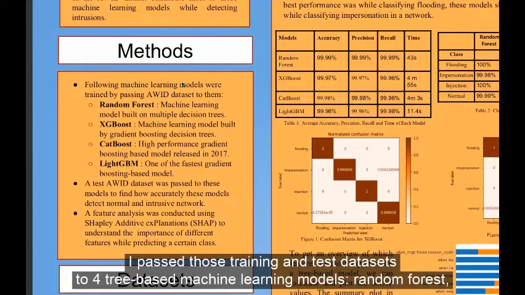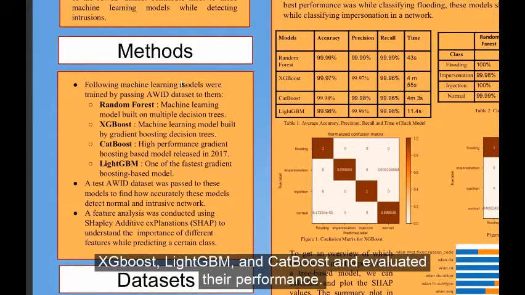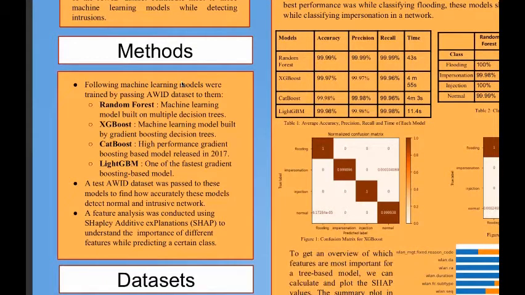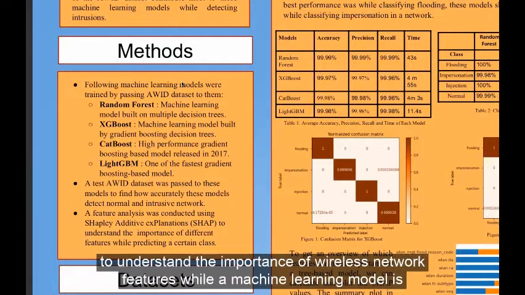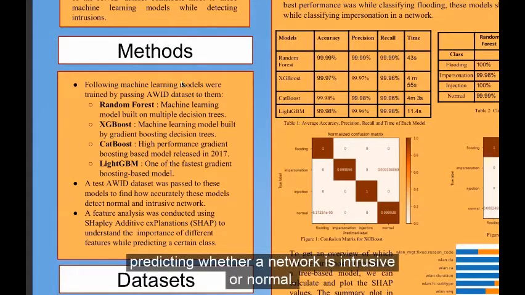I passed those training and test dataset to 4 tree-based machine learning models: Random Forest, XGBoost, LightGBM, and CatBoost, and evaluated their performance. Then I also conducted a feature analysis using SHapley Additive exPlanations to understand the importance of wireless network features while a machine learning model is predicting whether a network is intrusive or normal.